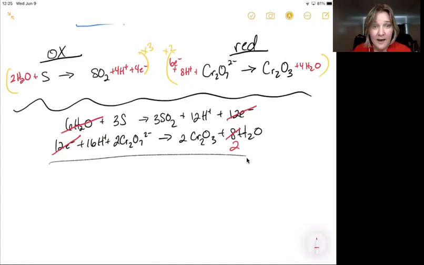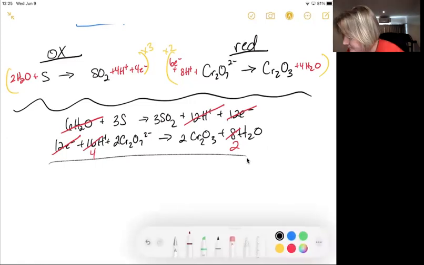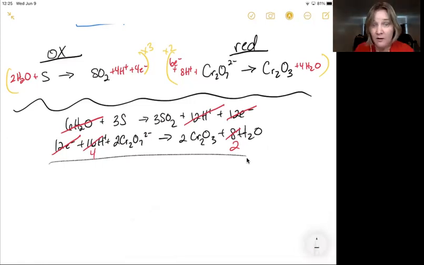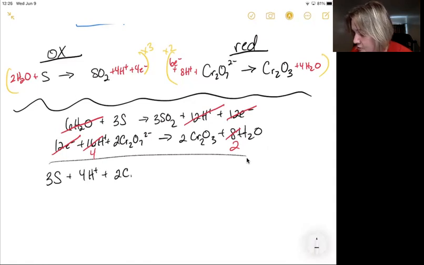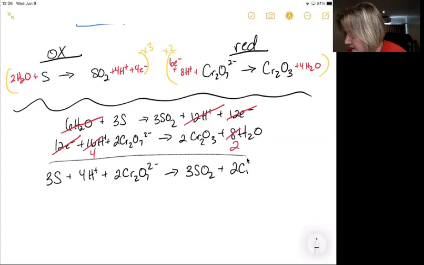Okay, and then finally we have a hydrogen ion. There are 16 on the left and 12 on the right. So all 12 on the right go away and 16 is reduced to 4. Yay, I can math. All right, now I'm gonna write all of that out. I've got 3 sulfur plus 4 hydrogen plus 2 dichromate yields 3 sulfur dioxide plus 2 Cr2O3 plus 2 water.